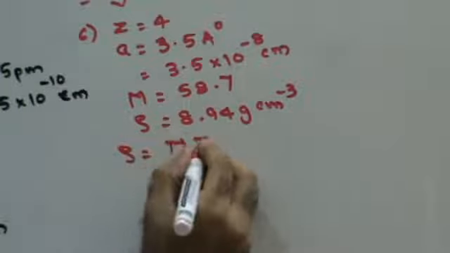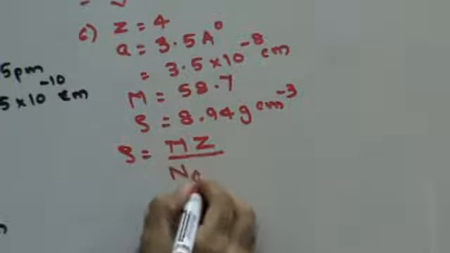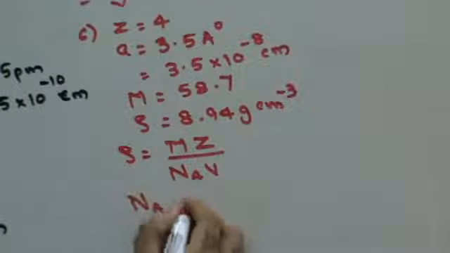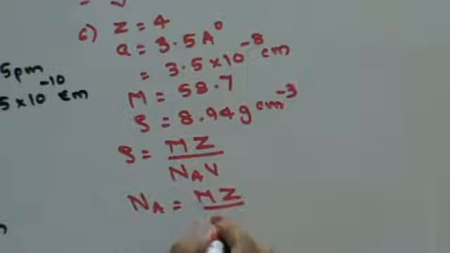Rho is equal to mZ upon Na into V. What does it ask you to find out? Na. Straightforward. Na is nothing but mZ upon rho V. Right? Next.